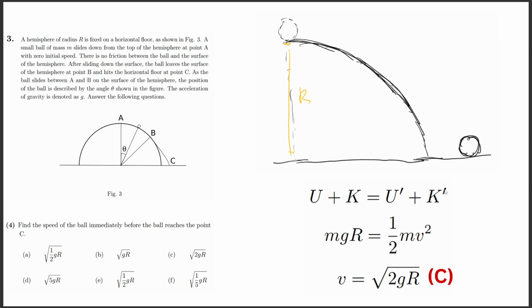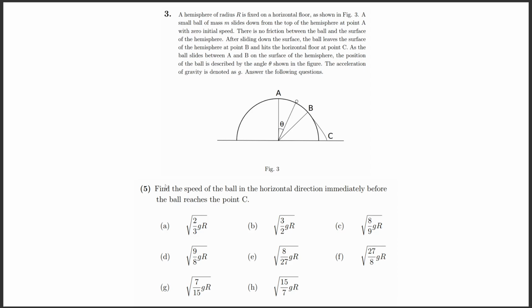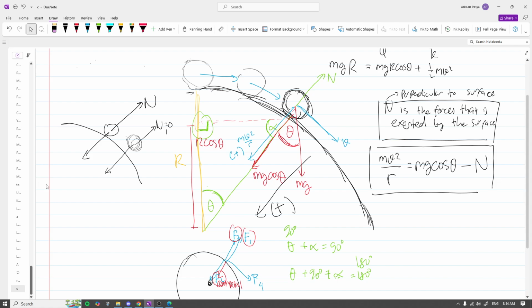But there is kinetic energy, half mv squared of this ball, and we cancel m and move to here. We find v is equal to square root of 2gR. That is the answer C. So number 5. Find the speed of the ball in the horizontal direction immediately before the ball reaches the point C. So this is the hardest part.